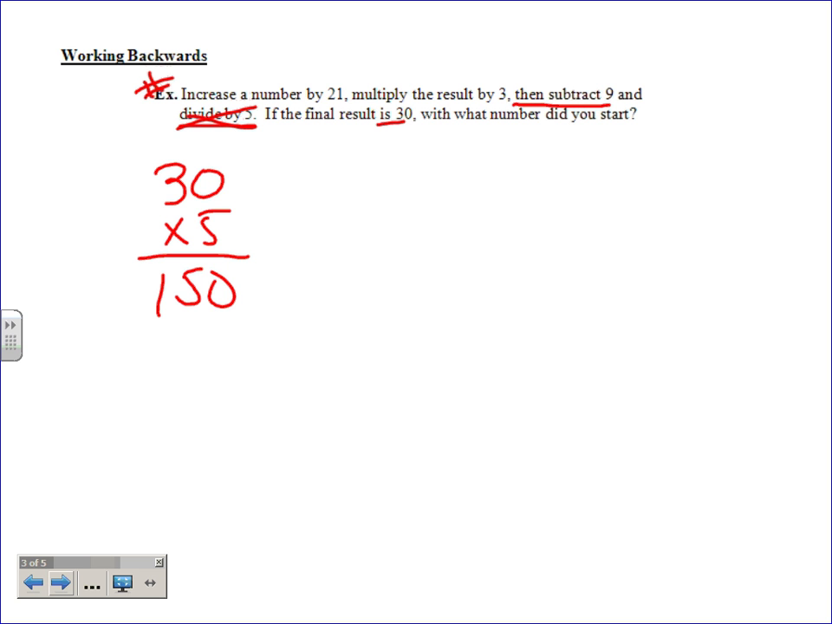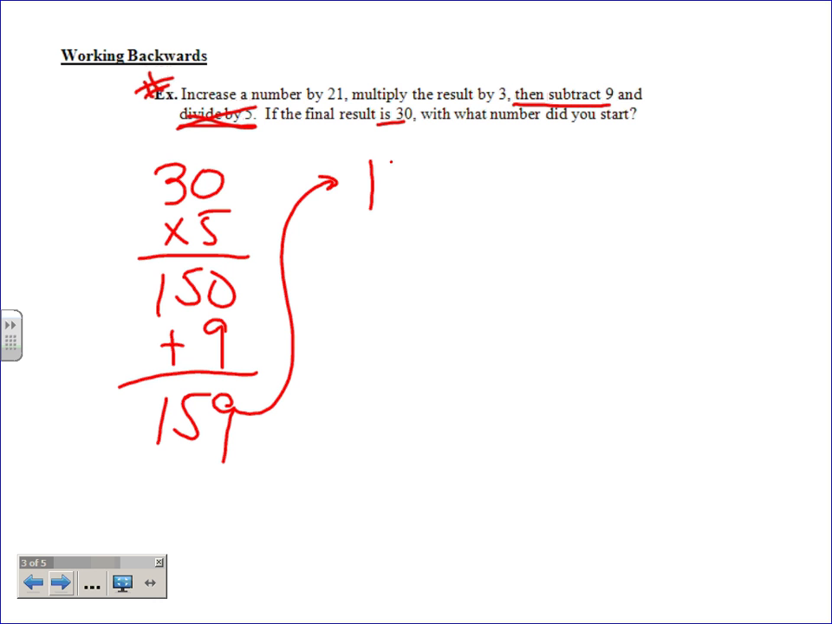Before that, I subtracted 9. So to undo that, we will add 9, of course. And then I'll just move it up here so everybody can see it. That's been undone. Multiply by 3. So to undo that, we must divide by 3.